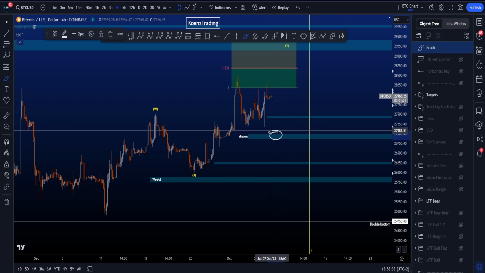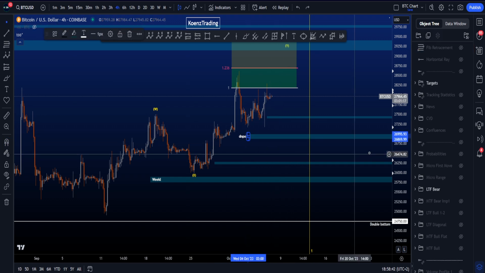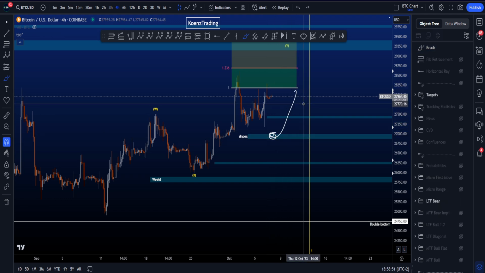And just below the double bottom, we over here have a support area, also thanks to Bert P in the live stream earlier today, 26.8k to 27k. So this is an interesting area of interest for maybe then a bounce and a move to the upside.